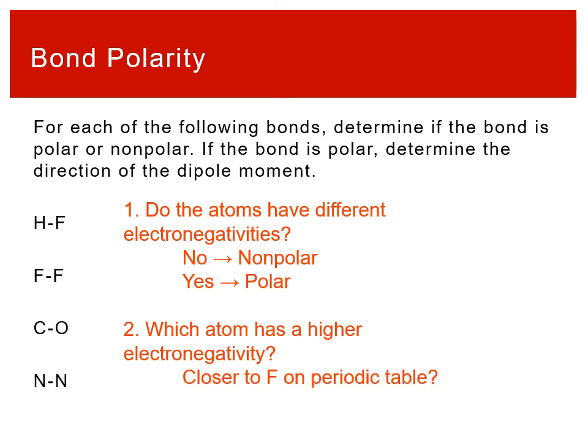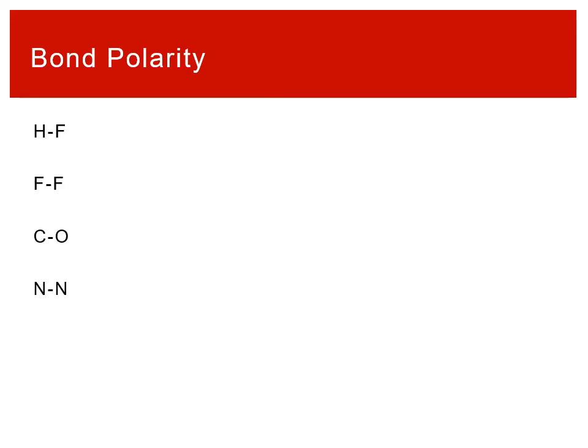Electronegativity is a periodic trend, so we're just looking for what atom is closer to F on the periodic table. Okay, so let's take a look at actually doing these. HF is the first one. Because those are different atoms, this has to be a polar bond. When we're looking at finding different or the same electronegativities, we're looking for, is it the same atom or are they different? So this is definitely polar.